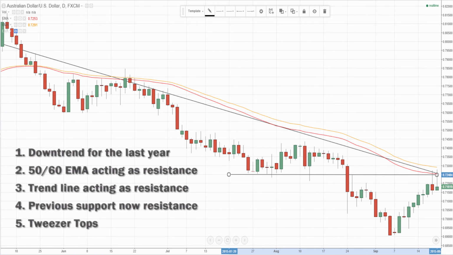With having these 5 different areas of confluence, clear downtrend for the last year, bouncing off of our 50 and 60 EMA acting as resistance, a clear trend line acting as resistance, and previous support now turning into resistance, topping it off with our tweezer tops, I felt very comfortable taking this trade to the downside.